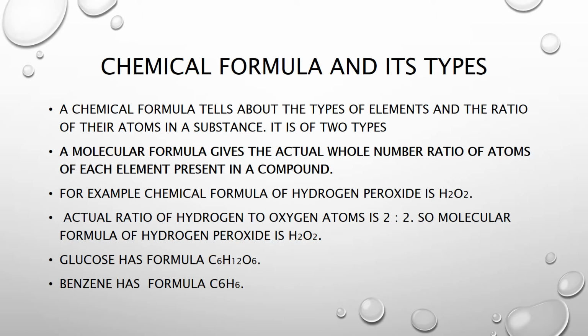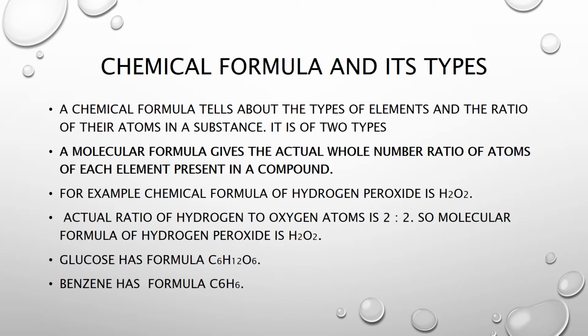What is a chemical formula? A chemical formula tells about the types of elements and the ratio of their atoms. Types of elements mean how many different kinds of elements are present in a compound. In the same way, what will be their ratio in that substance.